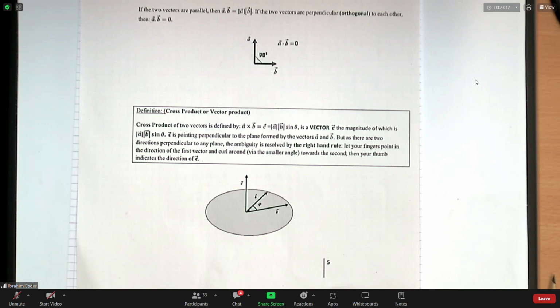Okay, so let's take a break and then continue. Okay, after the break, we will focus on a very important thing, which is evaluating the determinants.